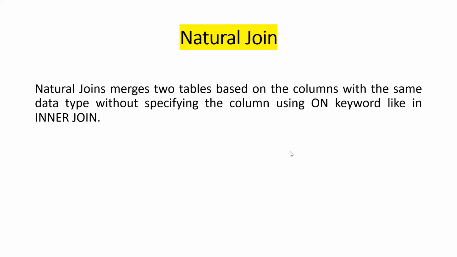Natural joins merge two tables based on the columns with the same name and data type, without specifying the column using the ON keyword like in the inner join. As we have seen in the inner join, we have to specify the column that we want to use to join the two tables.